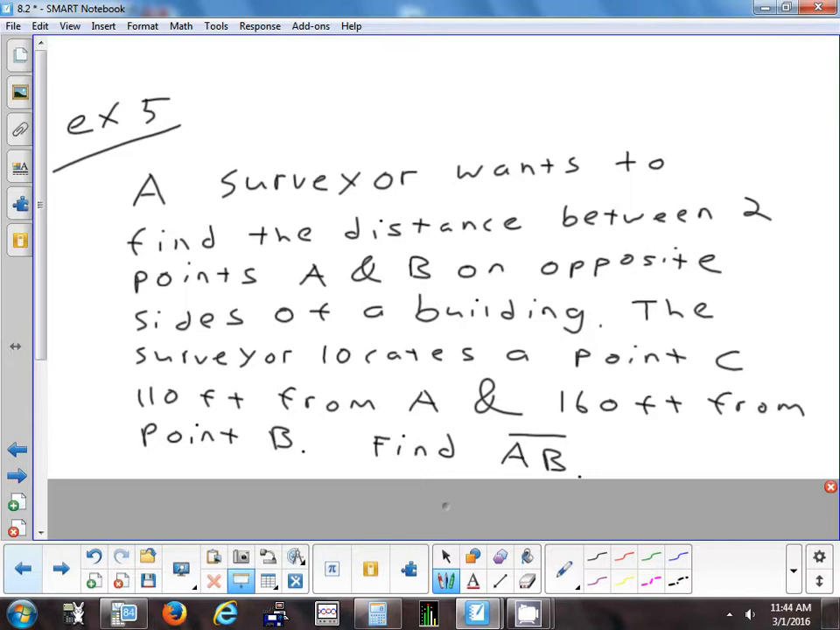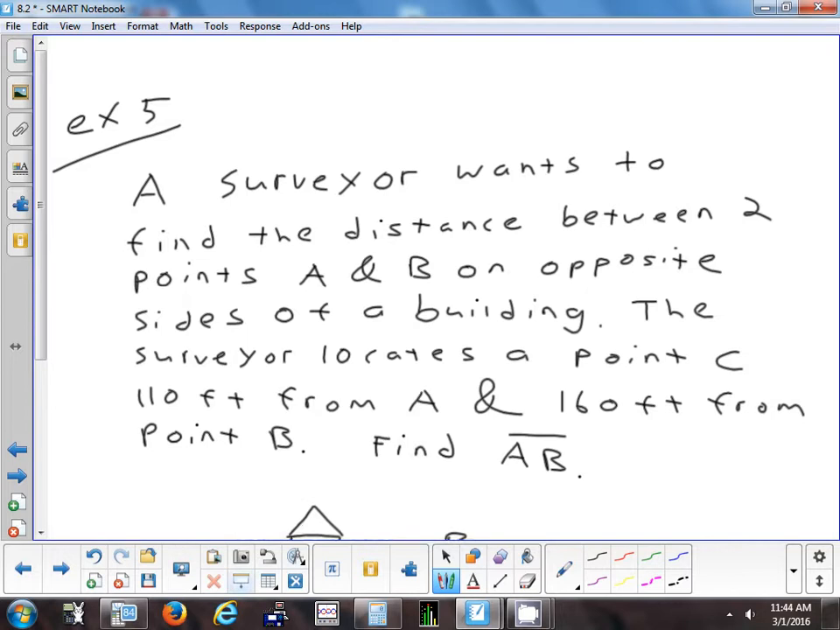Okay, so this says a surveyor wants to find the distance between 2 points A and B on opposite sides of the building. The surveyor locates a point C, so that's where they're standing. And that point is 110 feet from A and 160 feet from B. Find the distance between these 2 points. Anytime we have a word problem, what do you think is the best thing to do first? Yep, make a picture.